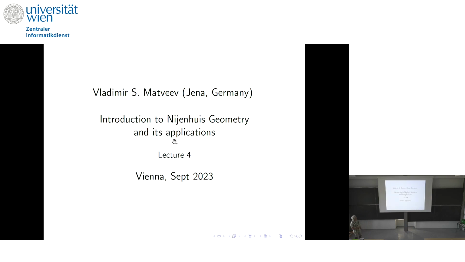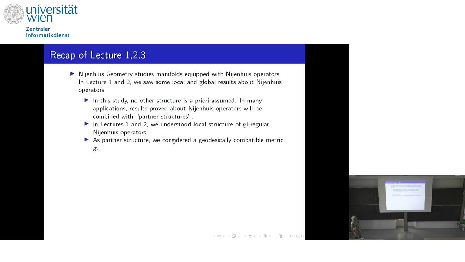So it's lecture 4 of my course. I will shortly recap the first 3 lectures. And this is, I think, copy-paste from the previous lecture 3. So we are speaking about Nijenhuis geometry. The background structure is a 1-1 tensor with the Nijenhuis identity.